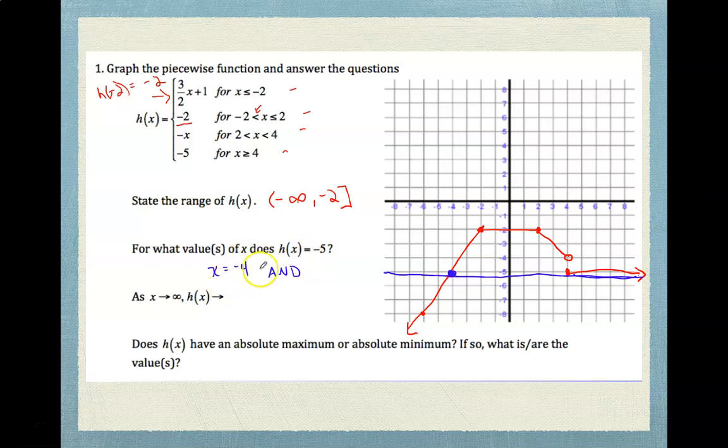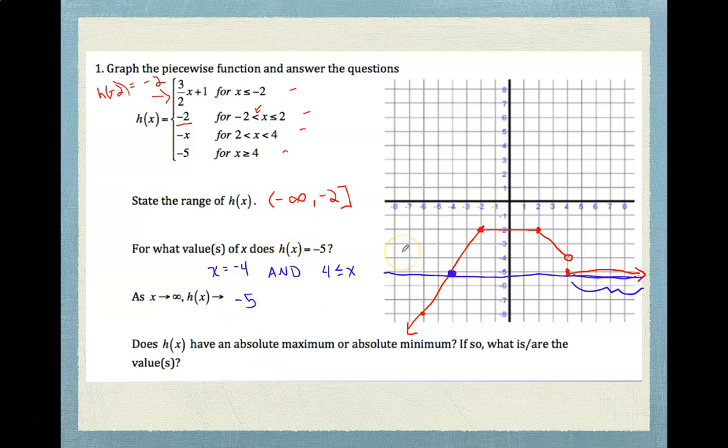So it is when x equals -4 and when x is between 4 and infinity, or another way of saying that is when x is greater than or equal to 4. Okay, this one point and this entire interval here from there to infinity is where h of x equals -5. As x goes off toward infinity, h of x is leveling off at -5. It's never going to get higher or lower than -5 on the right-hand side. So we're saying it's approaching -5.